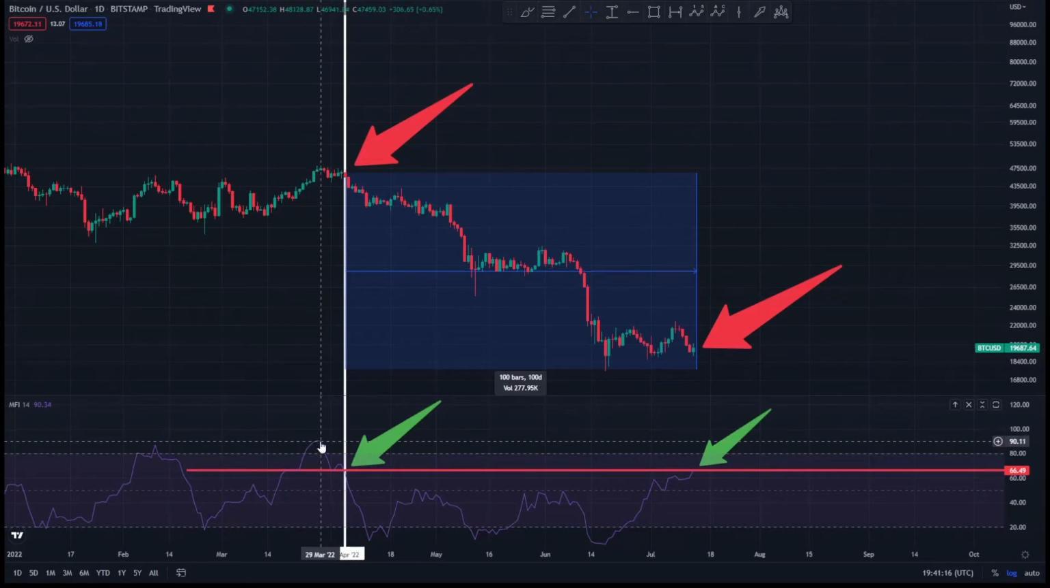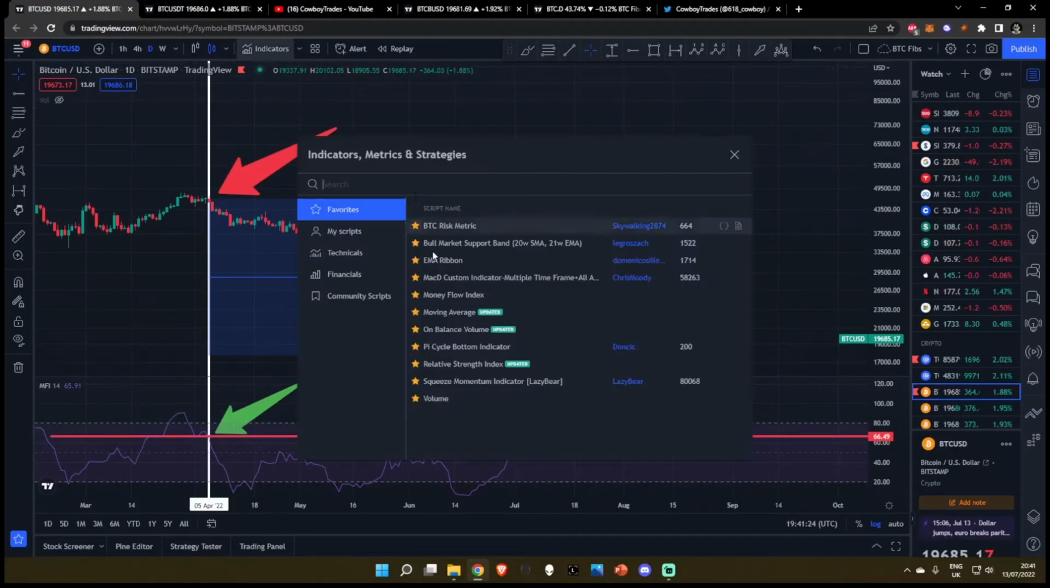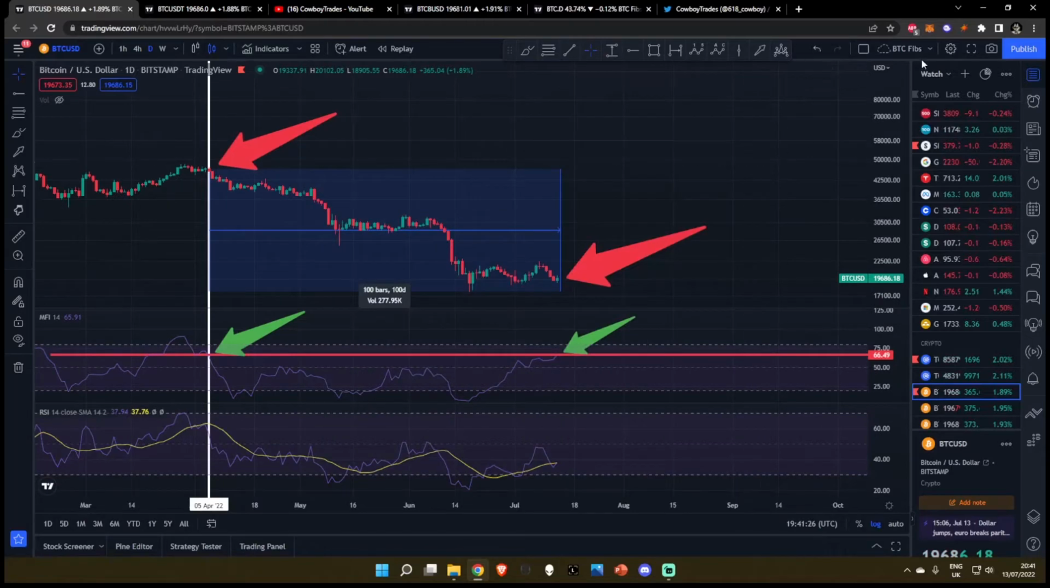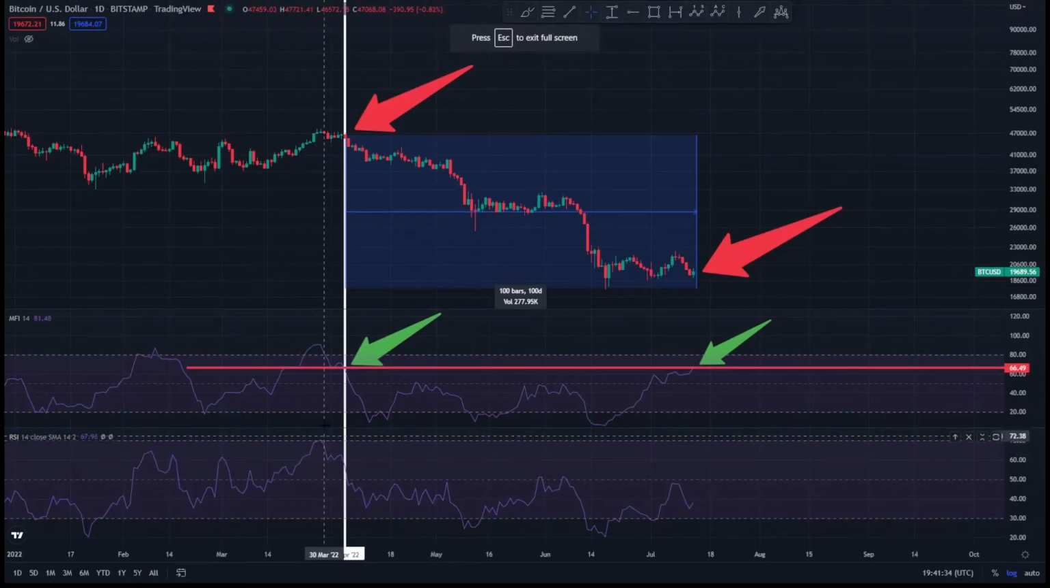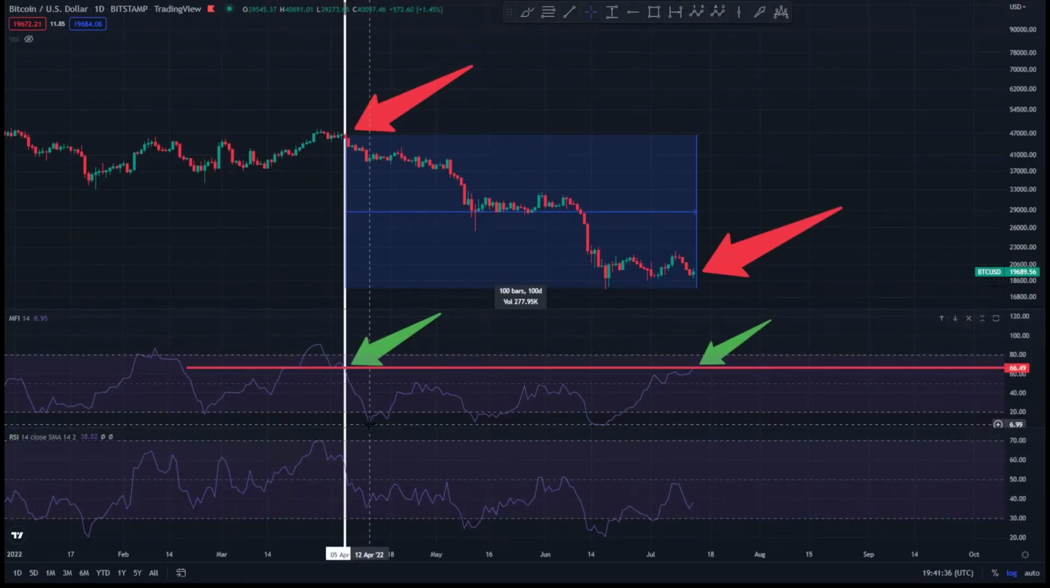Now, the MFI and the RSI both do a very good job of calling where the bottoms are in the market structure. If I show you how the RSI does this very quickly, and then I'll tell you the difference, you can see this called the top, this called the top, this called the bottom, this called the bottom, this as well.